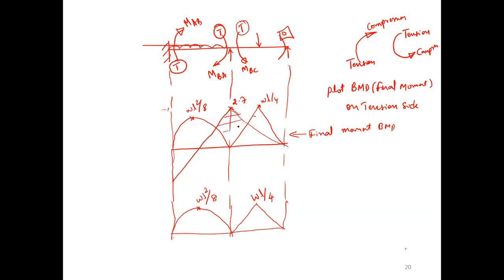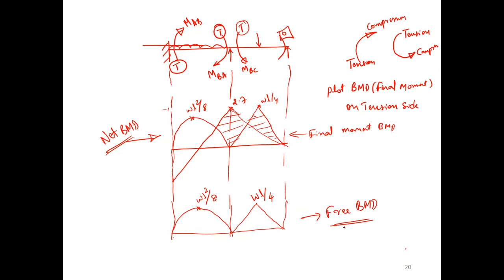If you want, you can hatch this portion. It's a common portion. So this is the superimposed diagram. This is net BMD. You can expect a question like, if you are imposing free BMD and final moment BMD, it is called net BMD. It's a summation, net BMD. This is separate. This is free BMD.